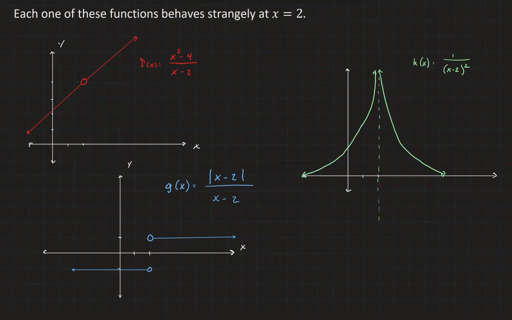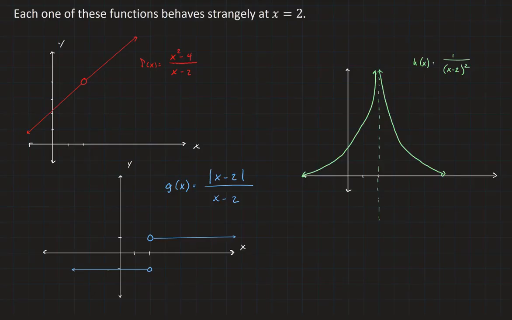This is the function f of x. This is the function g of x. This one seems kind of disconnected right there. It's defined over here on this side, but not over here on this side. And over here we have a vertical asymptote at the point x equals 2, because if we plug 2 into this function, we'll get a 0 in the denominator. So this function also behaves pretty strangely at the point x equals 2.